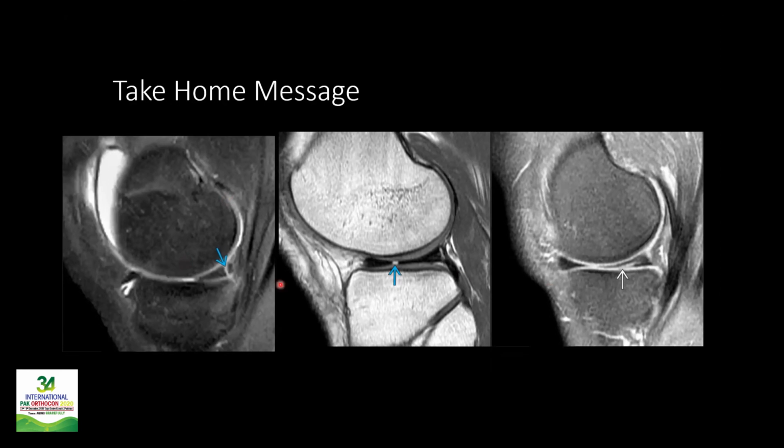So the objective of this talk was that you can simply identify how the tear looks and what the definition of the tear is, and how to appreciate at least these 3 tears, which are vertical and radial as well as horizontal tear.